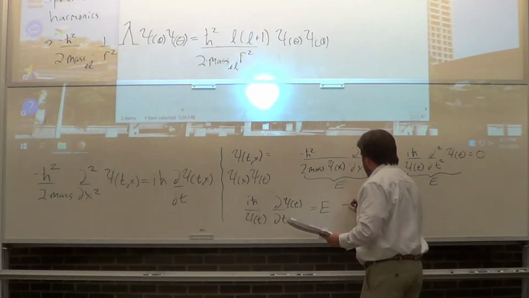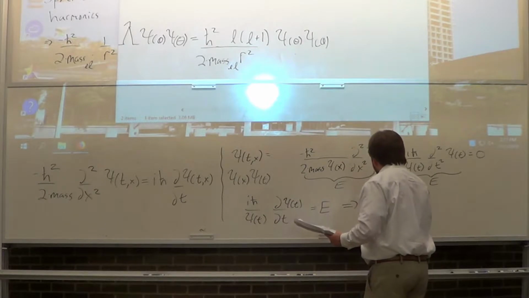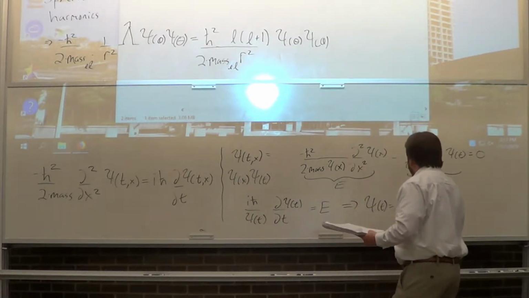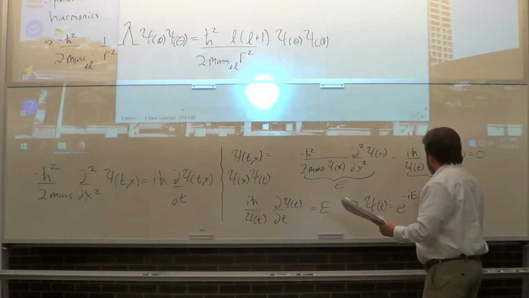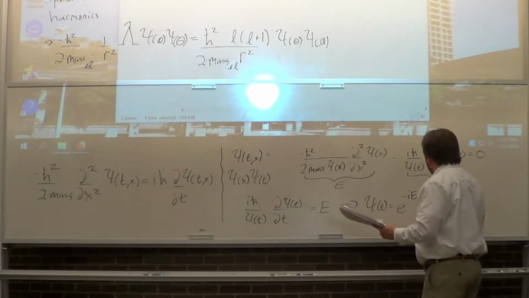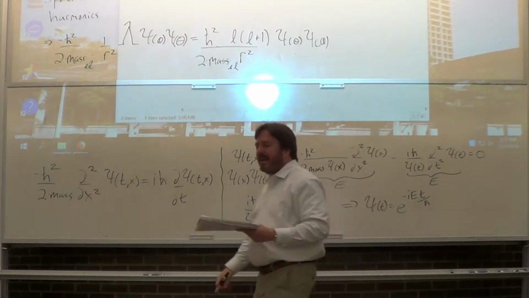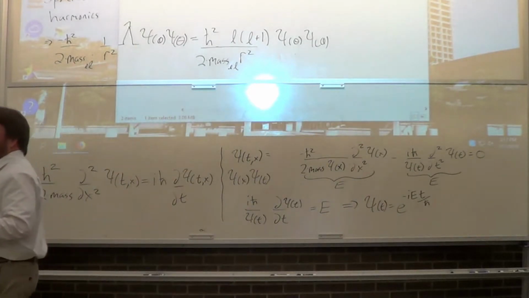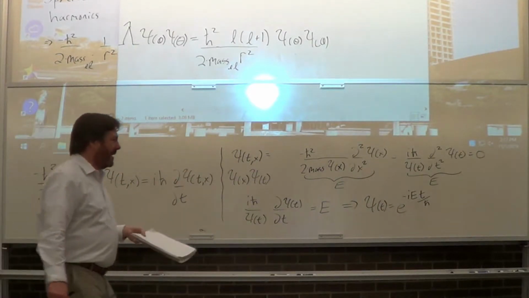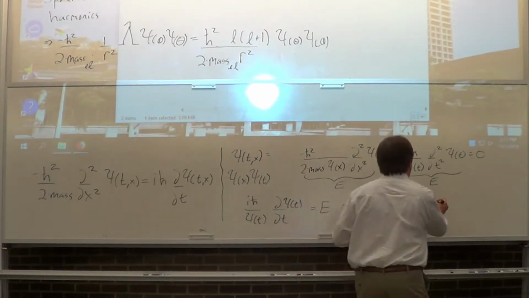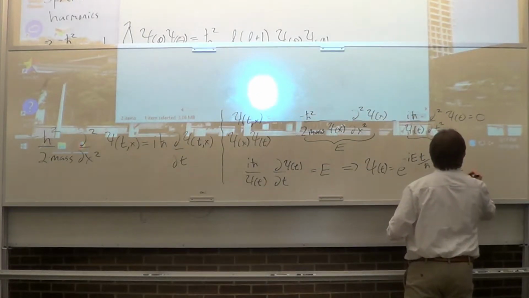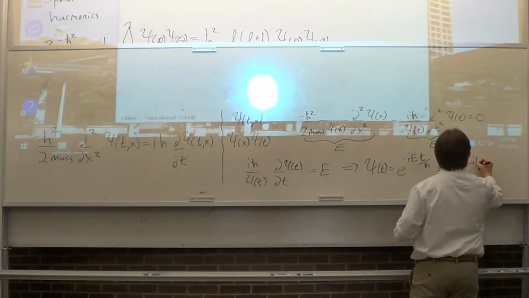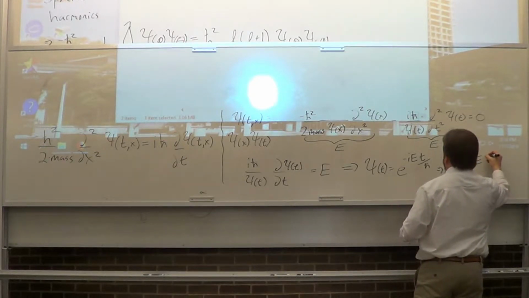Okay, now the solution, the time solution is very simple. e to the minus i energy time over h bar. That's the solution. And you can check it out yourself. It's very easy. And therefore, the real wave function is e to the minus i E t over h bar.